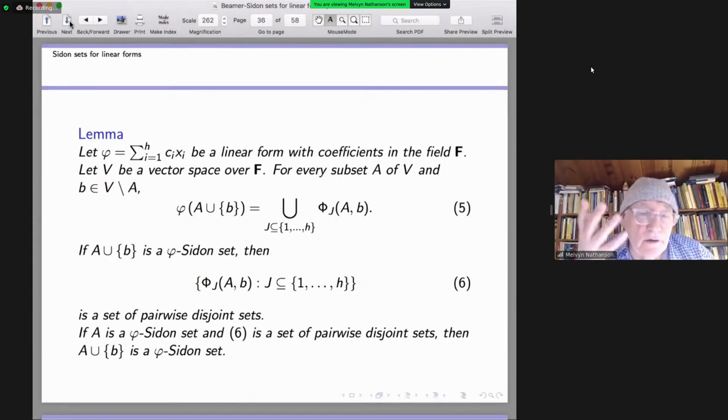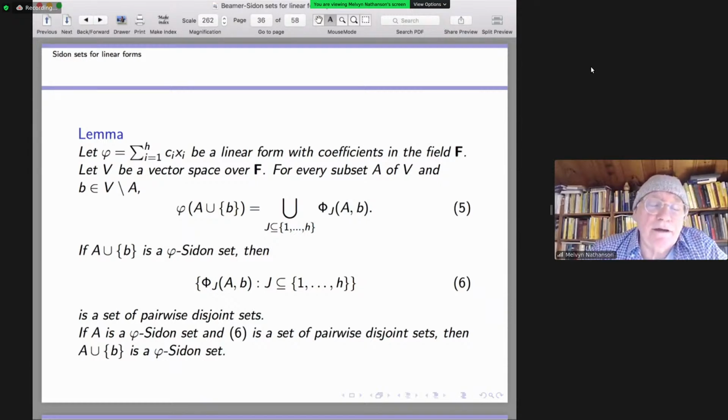And there are two technical lemmas that I need. I never find these technical things elucidating in a talk, but you have this linear form phi with coefficients in F. You have a vector space over F, a subset A of the vector space, and a vector B that's not in A. This is saying what happens to the image of A under phi if you add a vector to A. So phi of A union B is exactly the sum of these phi_j of A, B.